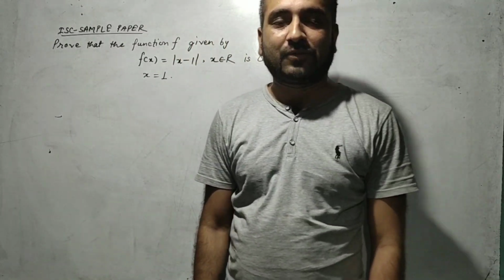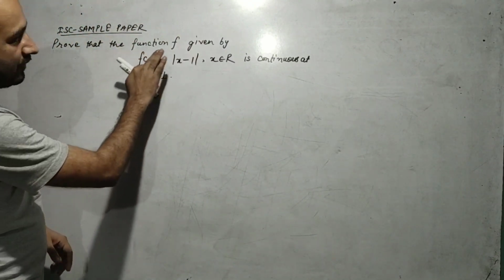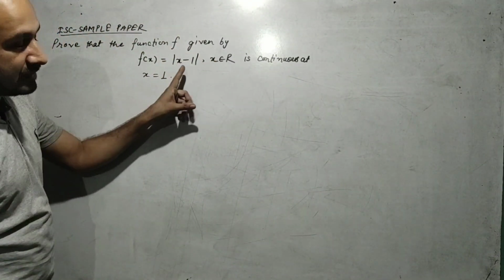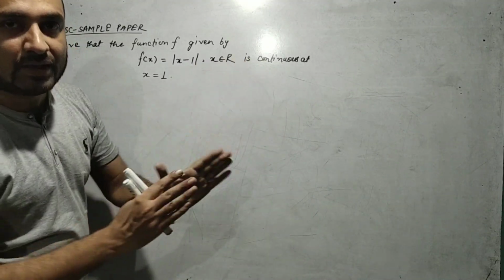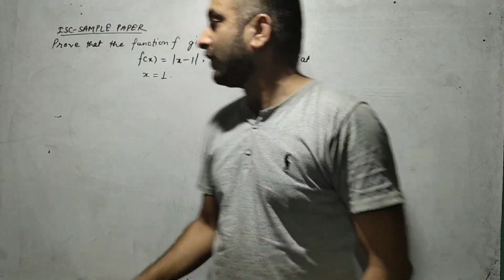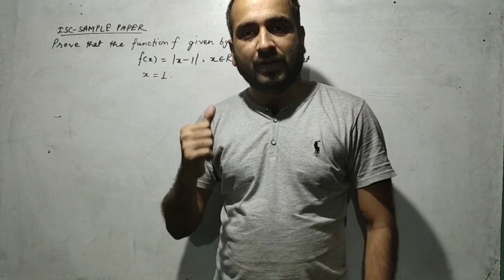Today I have come with a question of continuity. The question is: prove that the function f given by f(x) = |x − 1|, where x is a real number, is continuous at x = 1. This is the question, students. We have to prove this function is continuous.